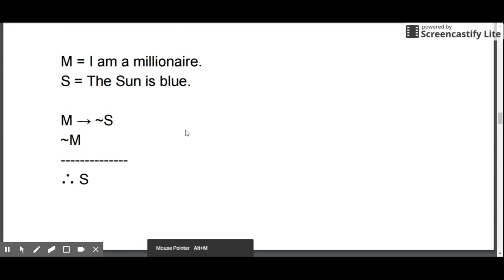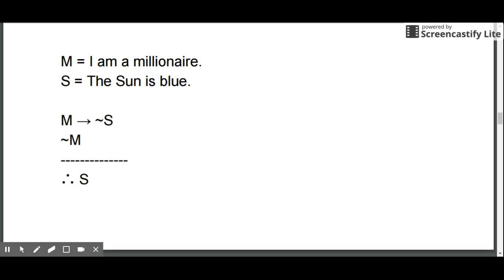Do not forget that in logic, all work must be shown using symbols. For example, I have chosen the variables m and s to represent the statements, and I have rewritten the logical argument using the logic symbols as seen here. Premise 1, premise 2, our dividing line, therefore symbol, and our conclusion, which is s in this case.